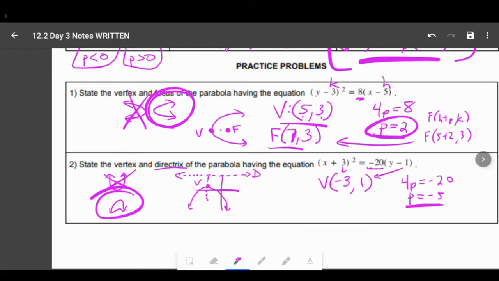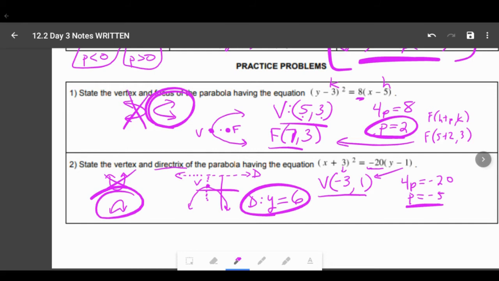Because it's a horizontal line, I know that my equation is going to be y equals, well, if you started at 1 and you went 5 steps upward, right, to get away from the parabola, you'd go upward to get to that directrix. Well, if I start at 1 and go upward 5 steps, I'm going to be at y equals 6. Okay, and that is going to be your directrix.